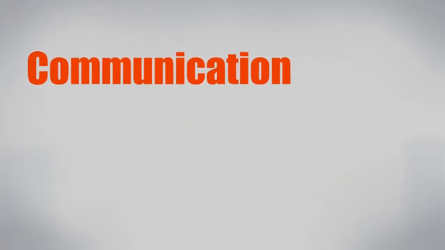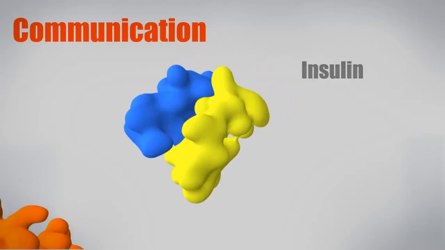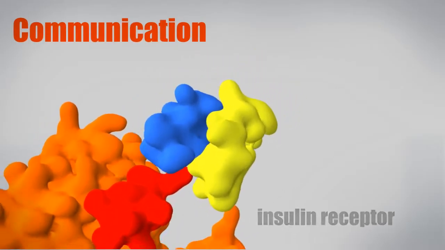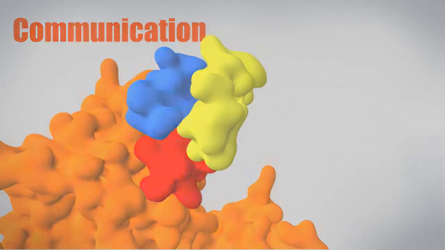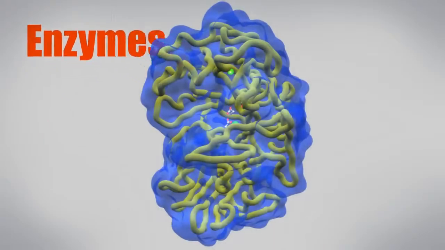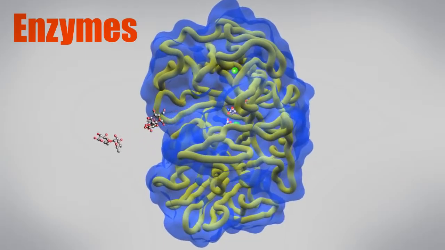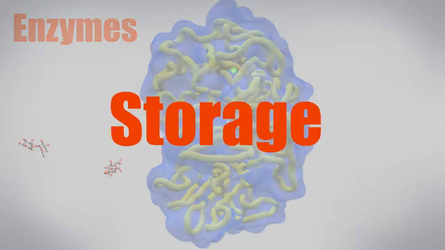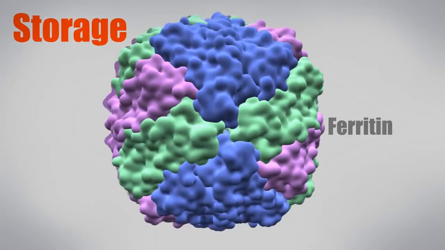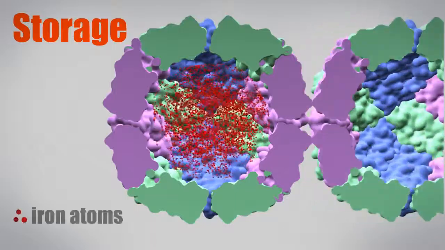The hormone insulin is a small, stable protein that can easily maintain its shape while traveling through the blood to regulate blood sugar levels. Alpha amylase is an enzyme with a catalytic site that begins the breakdown of carbohydrates in our saliva. Ferritin forms a hollow shell that stores iron from our food.